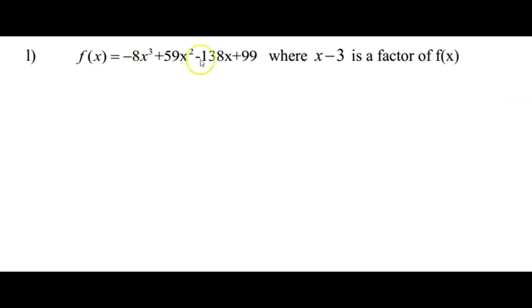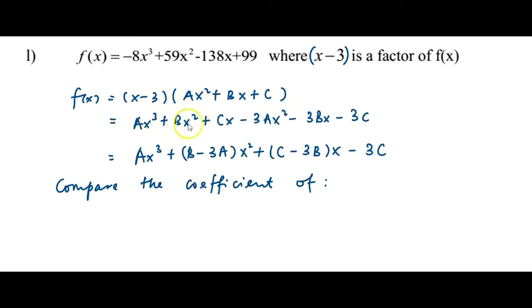For this function, I'm going to find the other roots, the other factors, by using the comparing the coefficient method. So f(x) can be written as (x minus 3), that is the first factor given by the question, multiplied by a quadratic factor, which I represent with ax squared plus bx plus c. Expand this. After I have expanded, I got this, and I will collect all the like terms together, factor out the x squared, and we have the coefficient b minus 3a, and also the same for x. Factor out the x, and you have a coefficient c minus 3b.